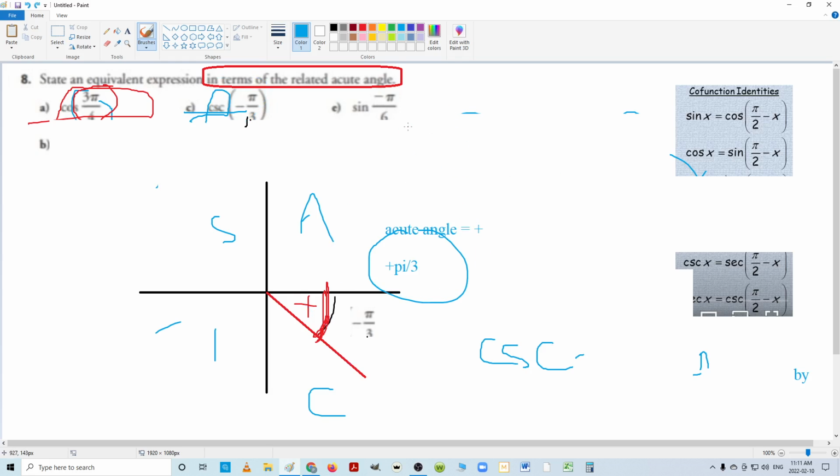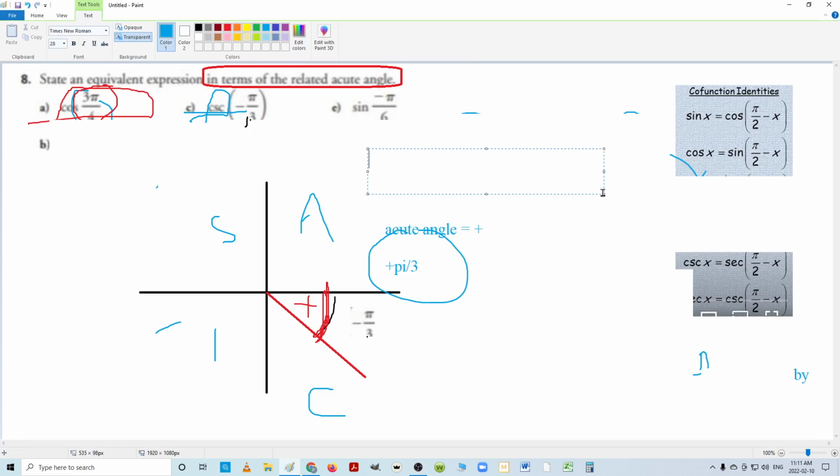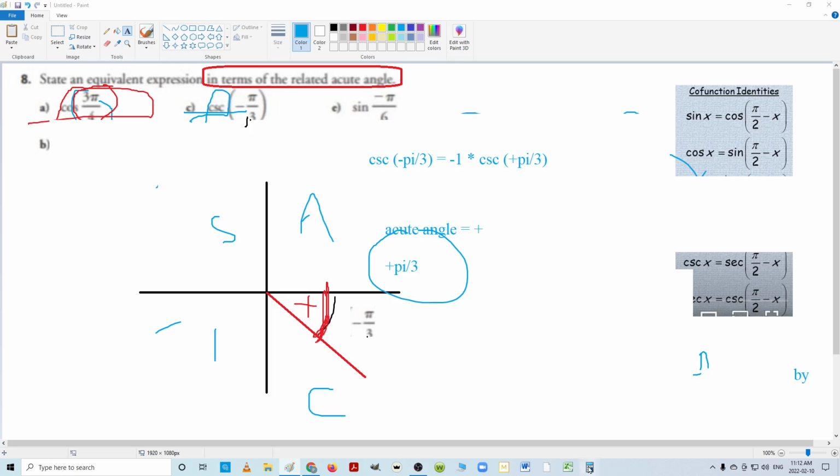Let's find an equivalent angle. Well, I can say that the cosecant of negative pi over 3 is going to be the same as negative 1, because I know the acute angles are always positive and this is a negative value, times the cosecant of the same angle, but positive, pi over 3. Let's see if that's true.